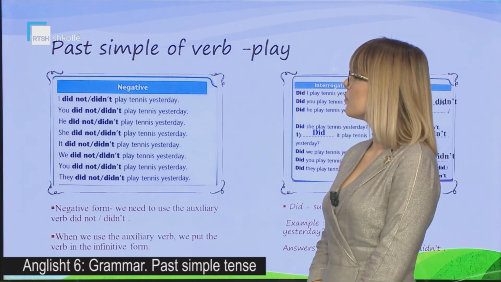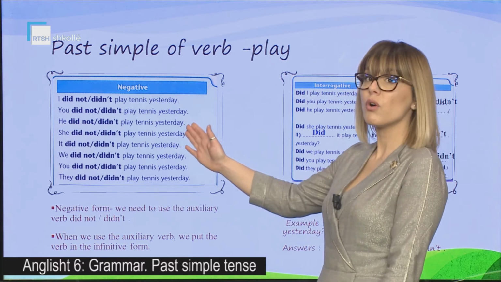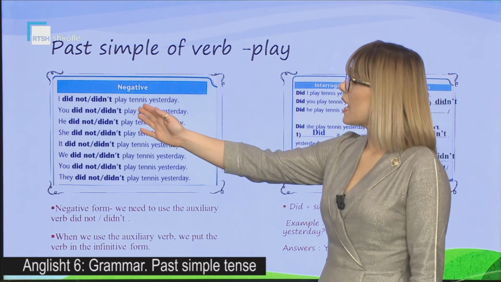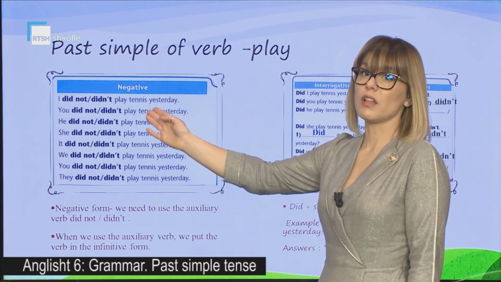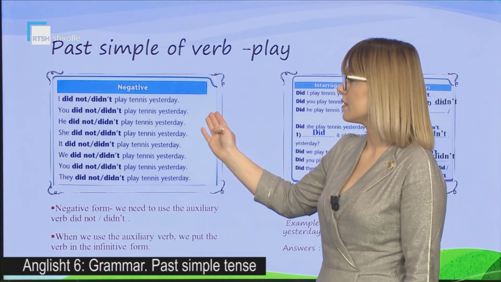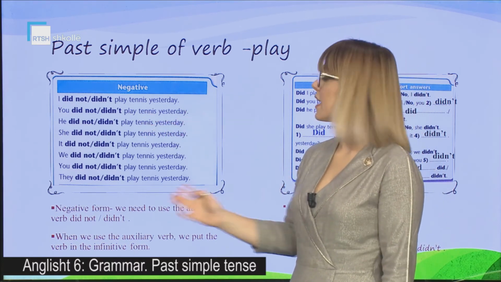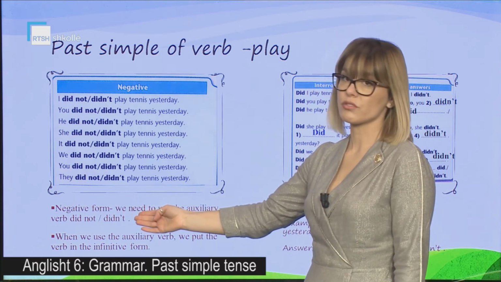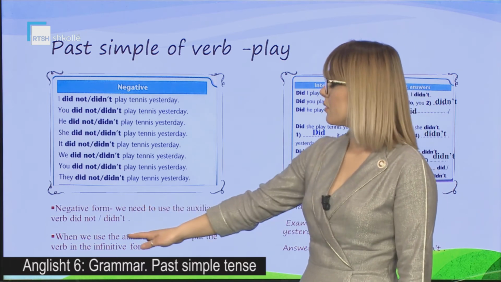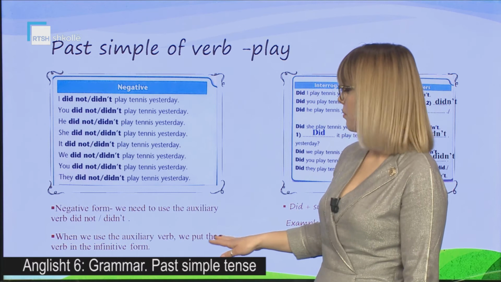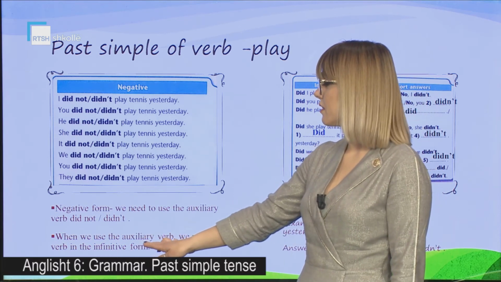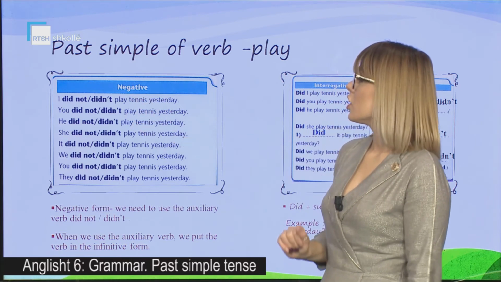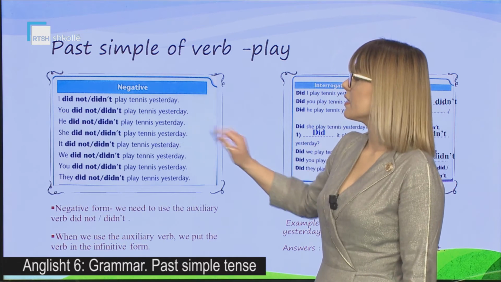Now, past simple of verb play in negative form and interrogative and short forms. I didn't, or did not, the long form, play tennis yesterday. You can notice that in negative form we need to use the auxiliary verb did not or didn't, the short form, and when we use the auxiliary verb we put the verb in the infinitive form, in our case the verb play. You didn't play tennis yesterday.